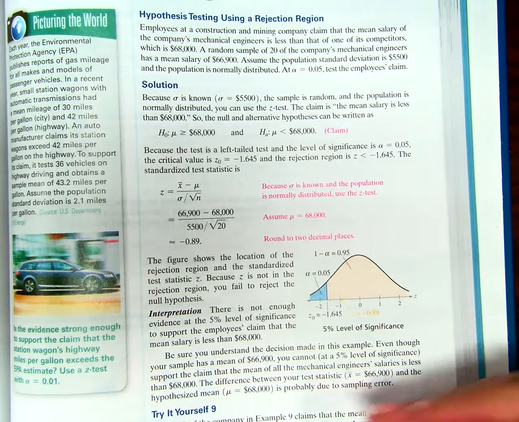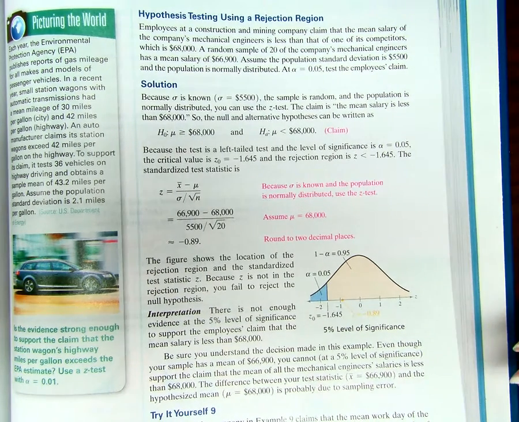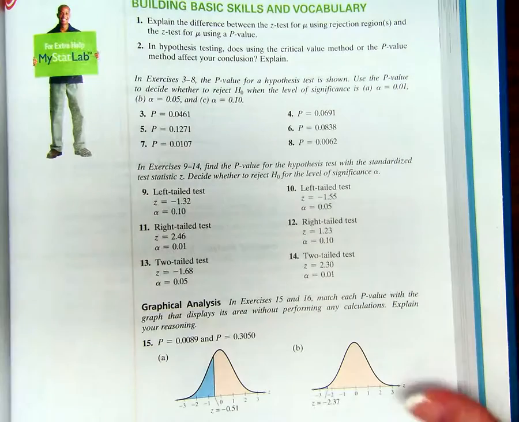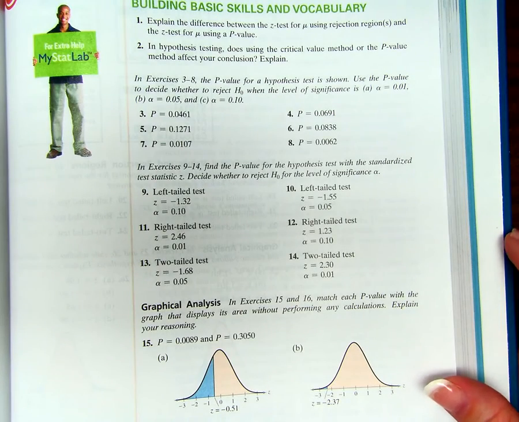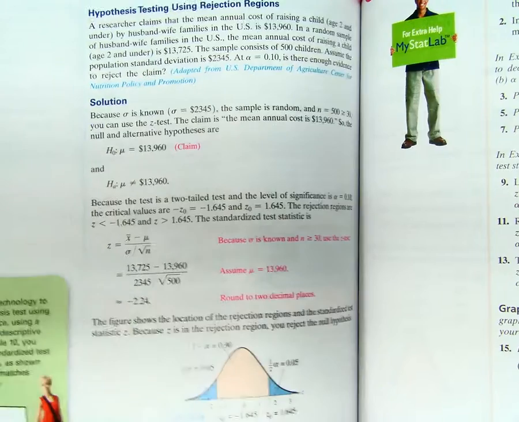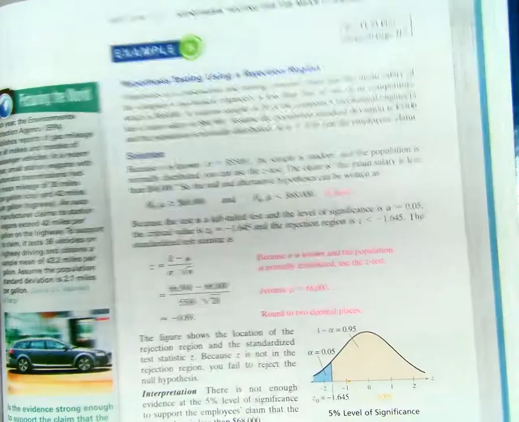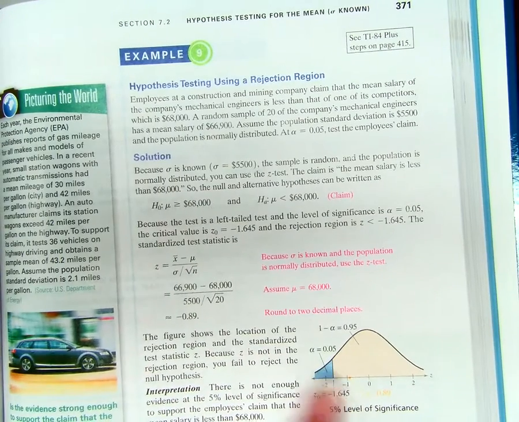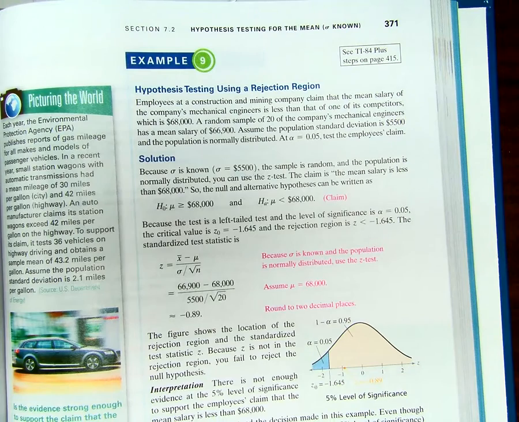Read through this problem again if you want to. Ask me questions. We can talk about it later. Example 10, if you want to look through that, that's a two-tail situation. This one is a two-tail. The one we just talked about right here, example 9, is a one-tail. That's the only difference between those two examples.